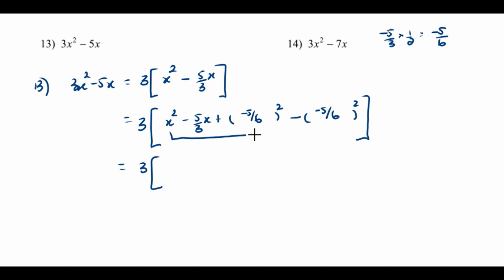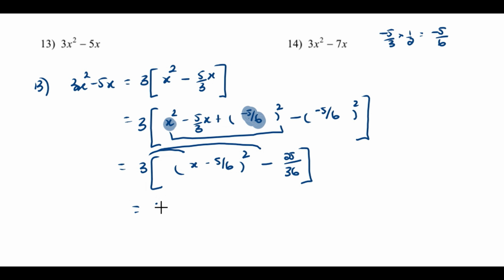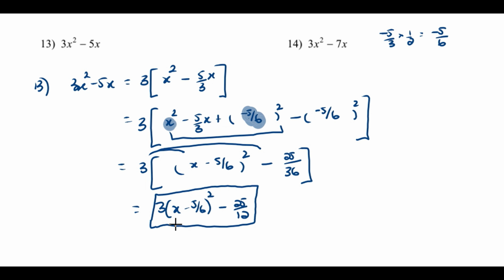The first three terms form a perfect square trinomial. What goes into the bracket will be those terms over there. So we'll have x minus 5 over 6 minus, and then we multiply this out, 25 over 36. We now bring the 3 into the square brackets. So it's 3 times x minus 5 over 6 all squared minus 25 over 12. This is now completing the square form or turning point form.